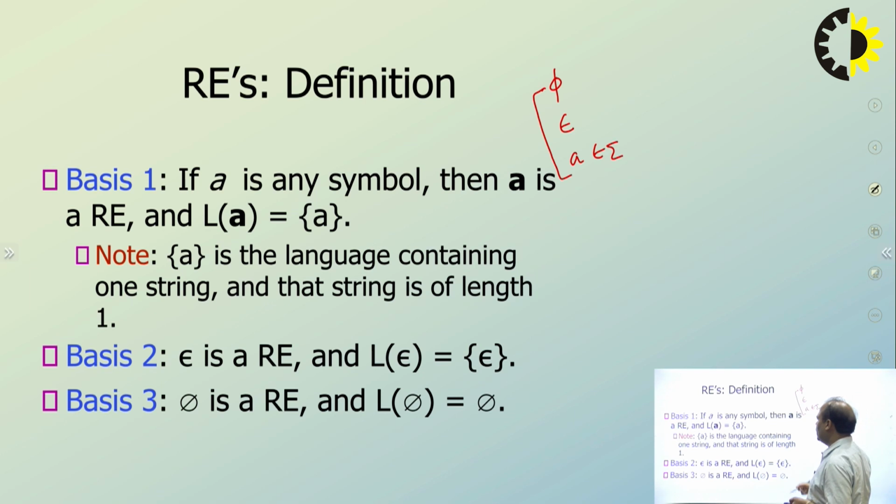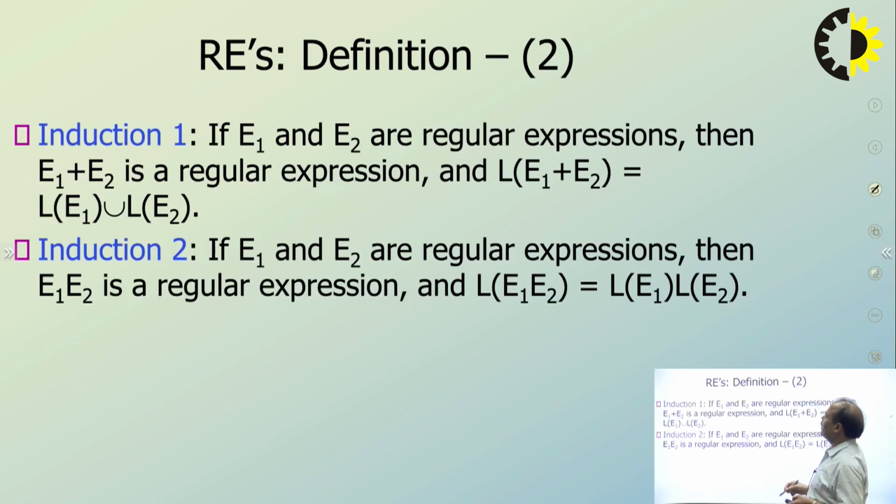You see here, if phi is a regular expression, then the corresponding language is phi. If epsilon is a regular expression, then the corresponding language is {epsilon}, the empty string. On the other hand, if a is any symbol of the alphabet, then a is a regular expression and the corresponding language is {a}. So this is the base of the induction. Okay, so what is next? How to proceed with induction?